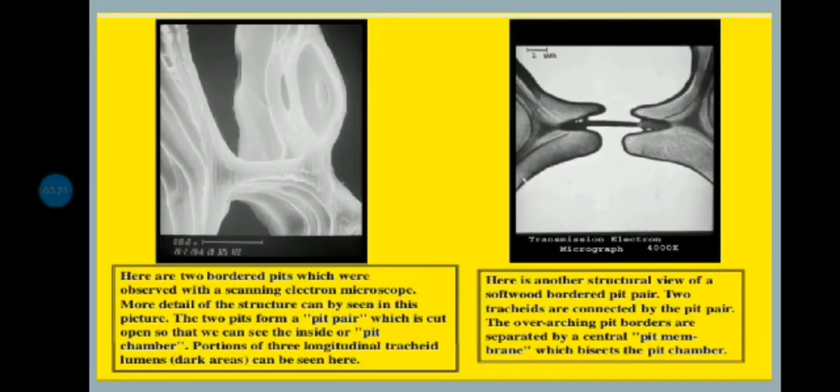So here are two bordered pits which were observed with a scanning electron microscope. The two pits form a pit pair which is cut open so we can see the inside, or pit chamber. Portions of three longitudinal tracheid lumens, or dark areas, can be seen here. So here is another structural view of a softwood bordered pit pair. Two tracheids are connected by the pit pair. The overarching pit borders are separated by a central pit membrane, which bisects the pit chamber.